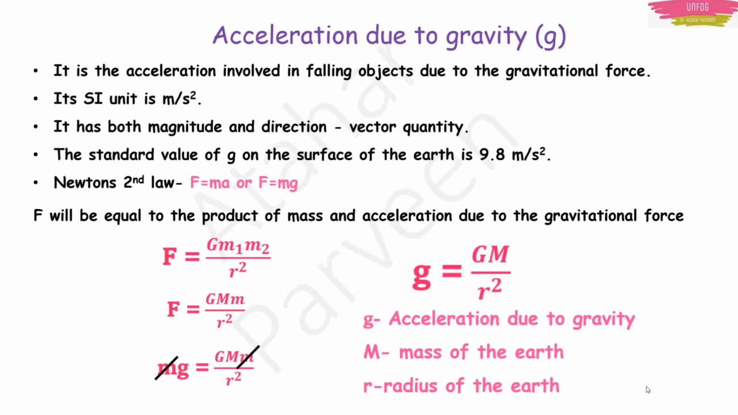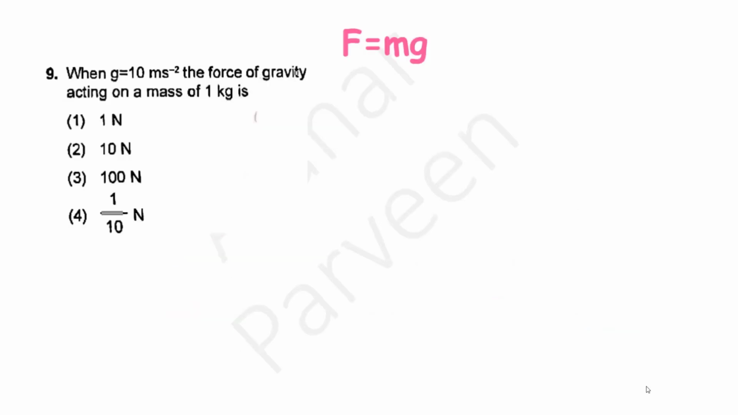You can use this formula if they ask you to find acceleration due to gravity. So this formula is important because any numerical can be asked based on this formula. Now, because F is equal to mg or F is equal to ma: anywhere in kinetics, wherein there is motion in a straight line and all that, you can use F is equal to ma. In gravitation you use F is equal to mg.